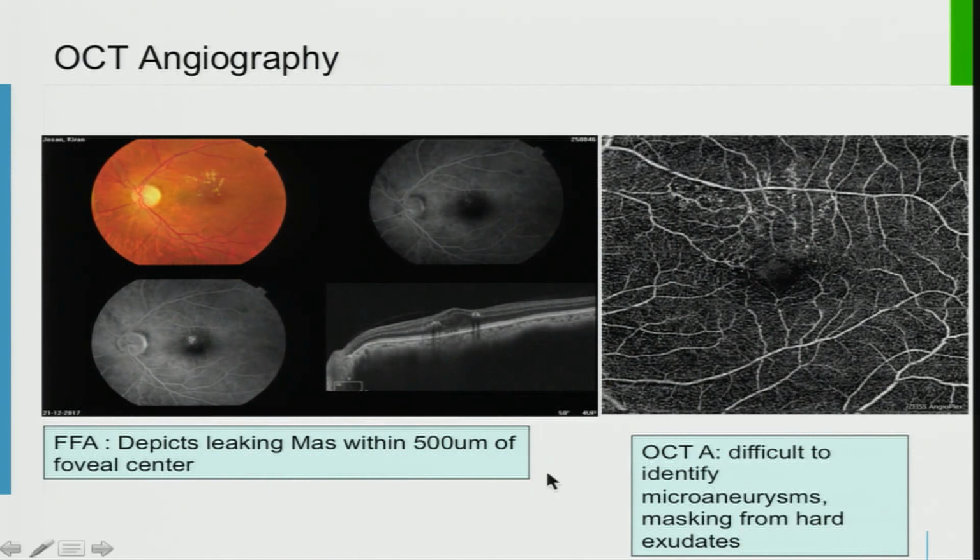Not always useful. I'll be wrapping up in the next 1 minute if that's okay, sir. So there are leaky microaneurysms, but your OCT angio doesn't really give a very clear-cut picture, as there's a lot of masking happening because of the hard exudates.